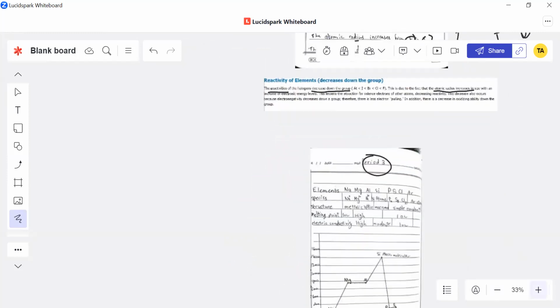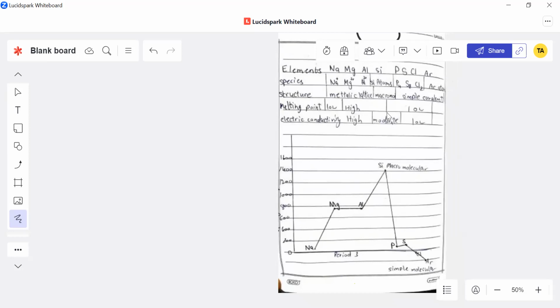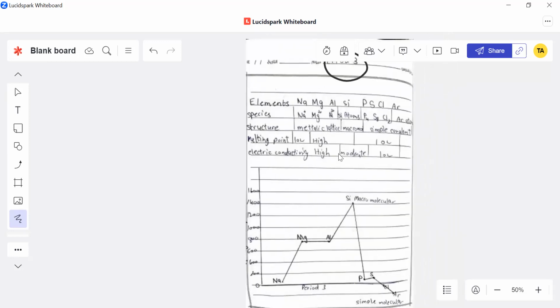So what you really need to know is the melting point of these elements. So sodium to argon: sodium is +1 and argon is inert, so it doesn't really have an oxidation state. And ignore this, it will come in chapter 5. But the melting point of sodium is low. Going from magnesium to silicon, it's high, and from P to Ar, which is argon, it's low.